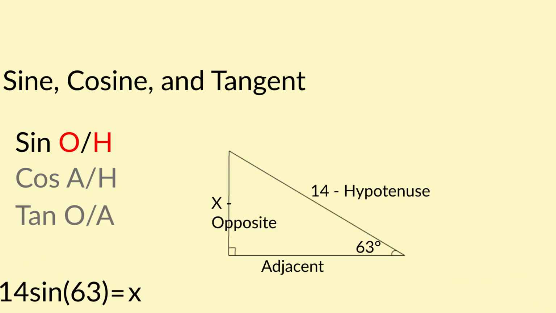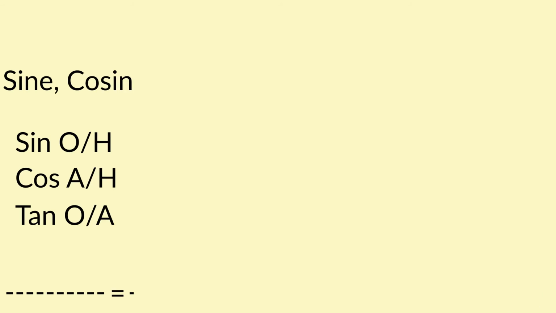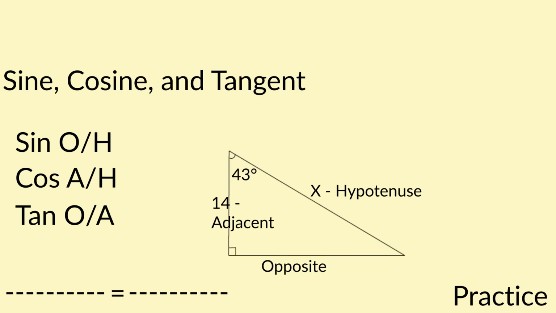Now you can move on to step 4 and enter 14 sine 63 into your calculator, which is approximately 12.4741. So now we know x equals 12.4741. That's how simple it is. I'll show you how to solve 2 more.